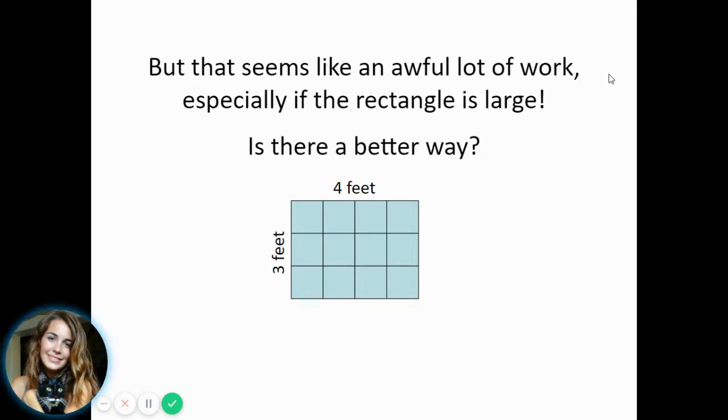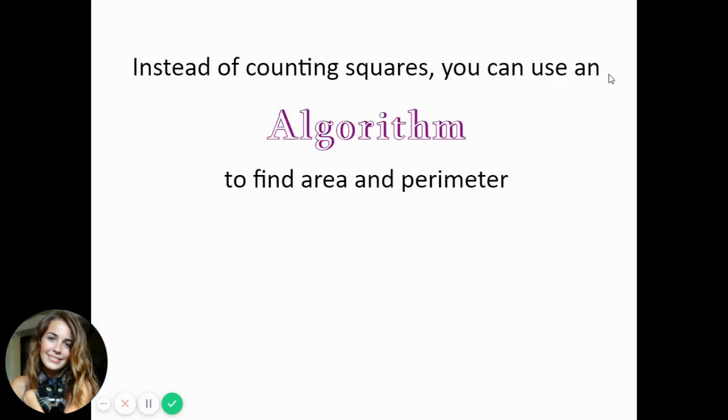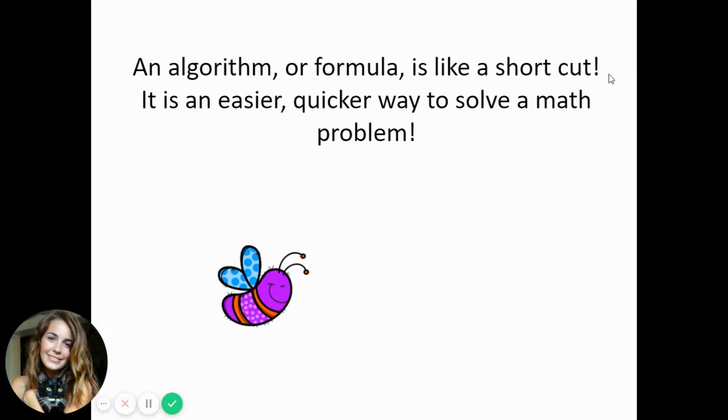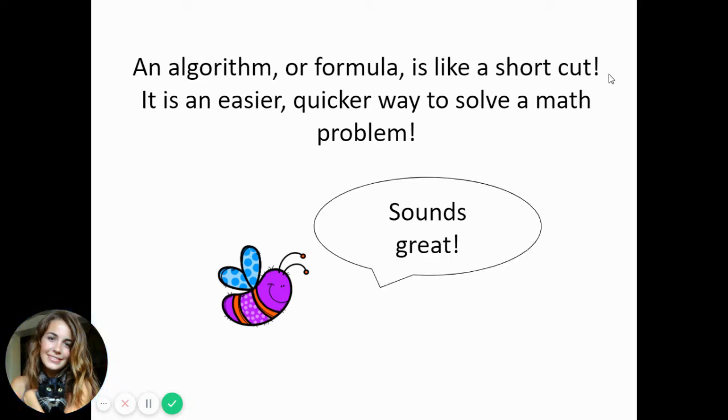But that seems like an awful lot of work, especially if the rectangle is large. Is there a better way? Instead of counting squares, you can use an algorithm to find area and perimeter. What's an algorithm? An algorithm, or formula, is like a shortcut. It's an easier, quicker way to solve a math problem. Sounds great. Let's take a look at the formulas for area and perimeter.